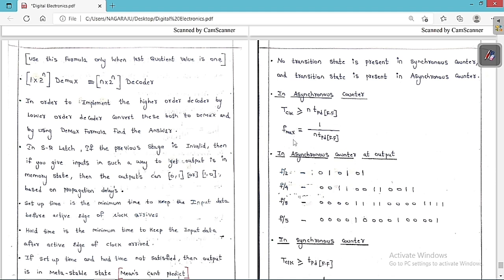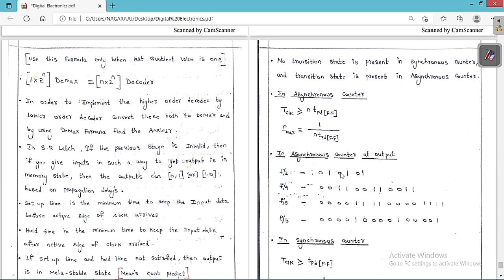So if you apply this, we are going to get the maximum frequency. Maximum clock frequency is equal to 1 by n TPDFF. In an asynchronous counter at the output, if you see it in this fashion, 0 1 0 1 0 1, it means F by 2. Suppose you see 0 0 1 1 0 0 1 1 0 0 1 1, it means F by 4, because it has a sequence of 4. You can see 0 1 0 1 0 1 is only F by 2. So it has 1 2 3 4, four states in common, so it is F by 4.